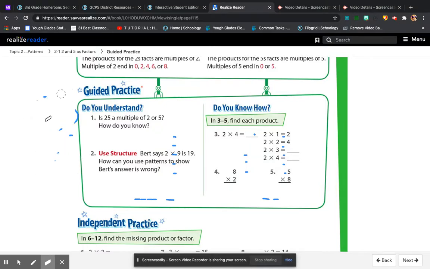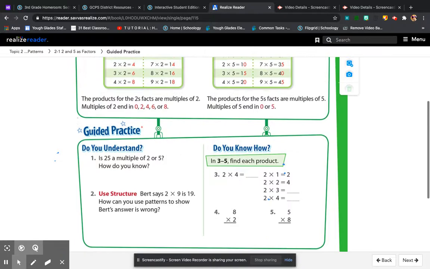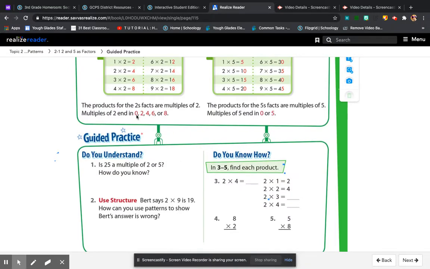25 is a multiple. What is 25? Is 25 a multiple of 2 or 5? So make sure you're using that chart to determine that. Look at 25. Look at the rules for multiples of 2. 0, 2, 4, 6, 8. I'm looking at the ones place here in 25. I do not see a 0, 2, 4, 6, or 8. It's telling me it's not a multiple of 2.